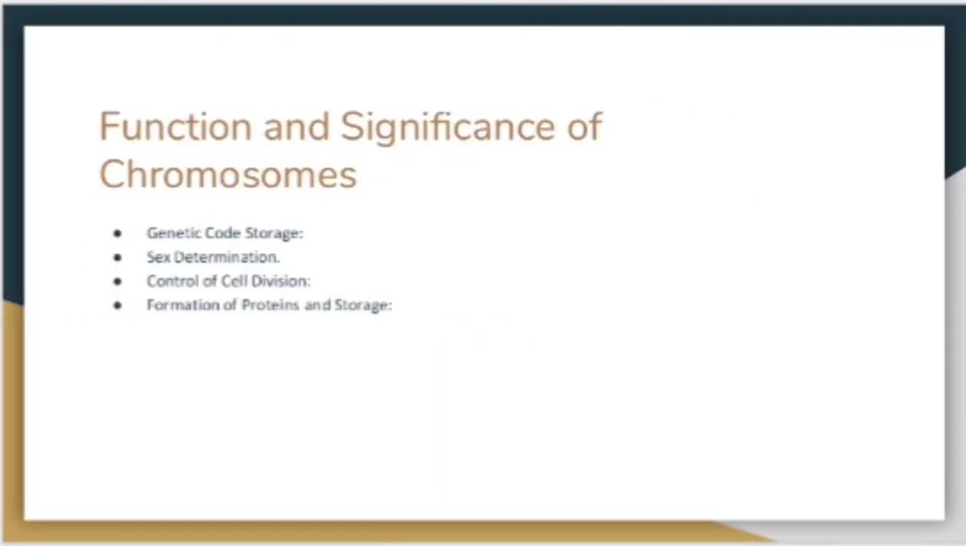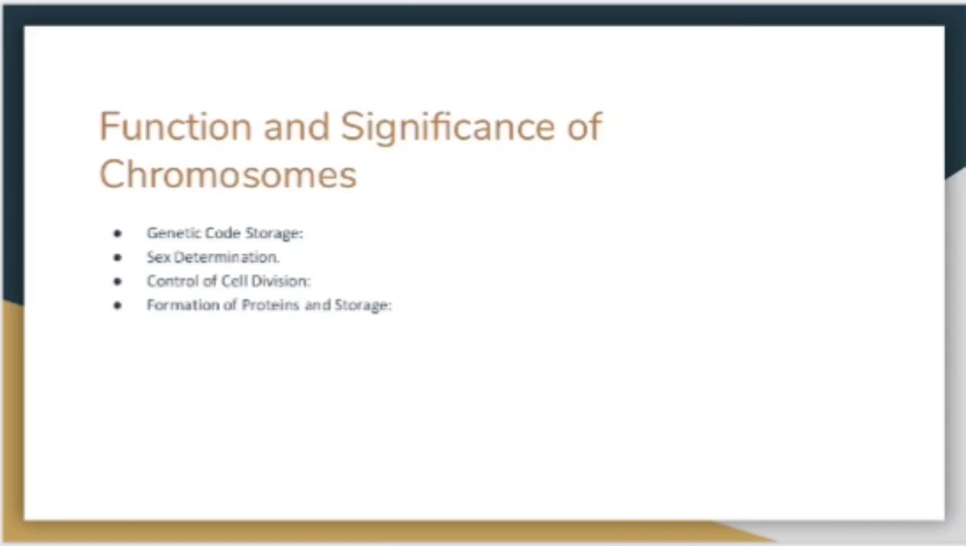Now, the function and significance of chromosome. The number of chromosomes is constant for a particular species. Therefore, these are of great importance in the determination of the phylogeny and taxonomy of the species.